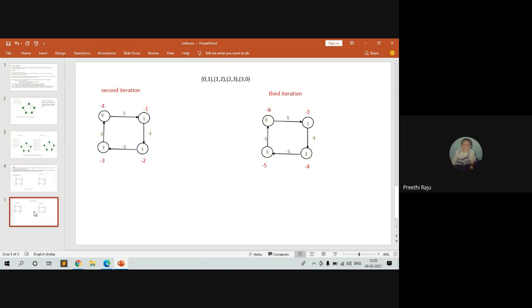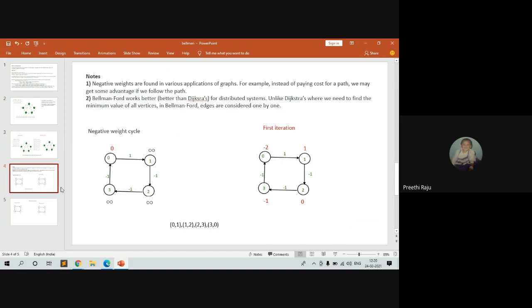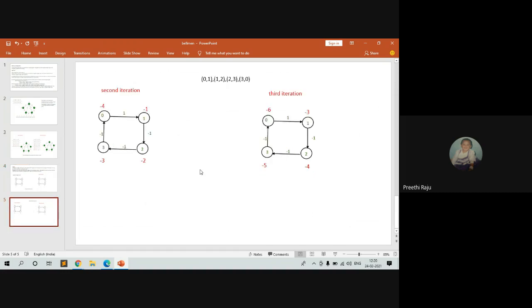Since in the negative weight cycle we have to consider there are only 4 nodes. In these 4 nodes, the iteration should be done only 3 times, because vertices minus 1, V minus 1, that is 4 minus 1, 3 times. After the third iteration, we must get the correct output. But we won't get the correct output because it contains a negative weight cycle.